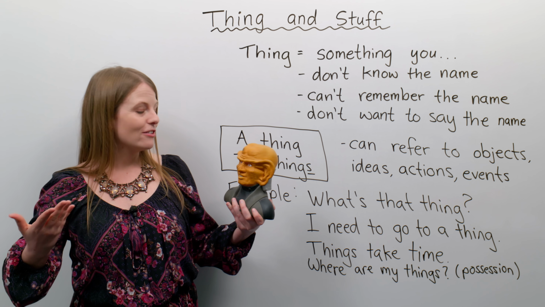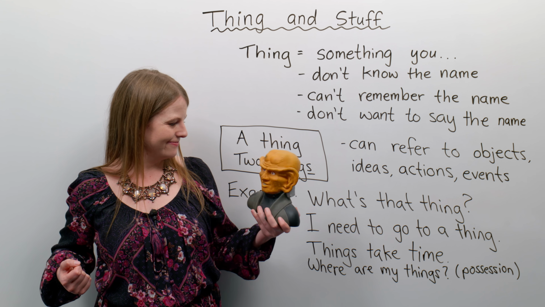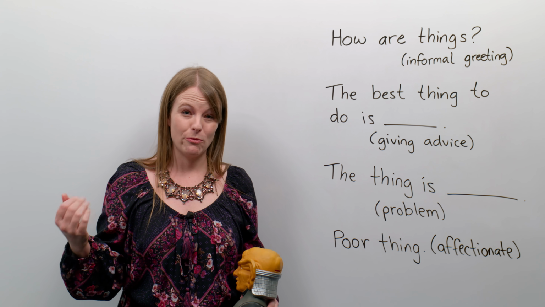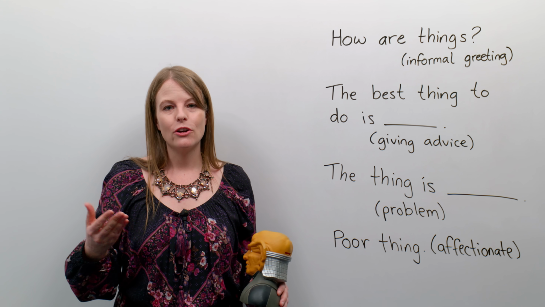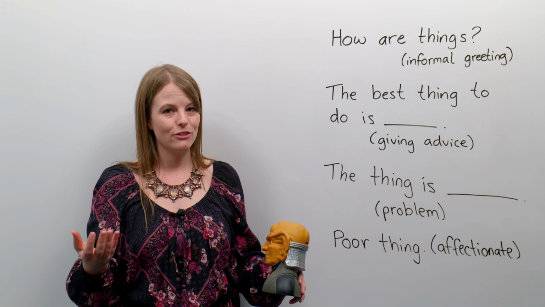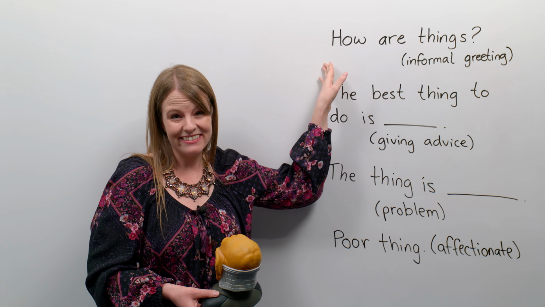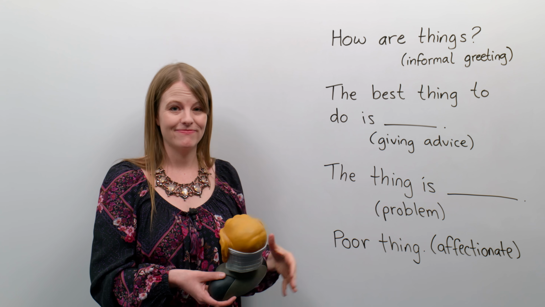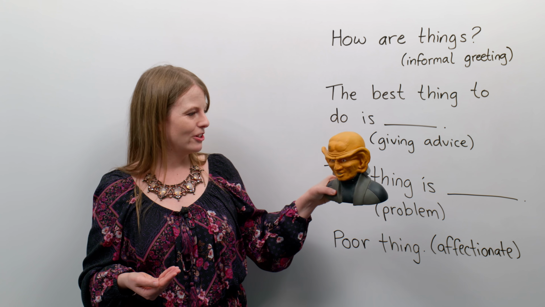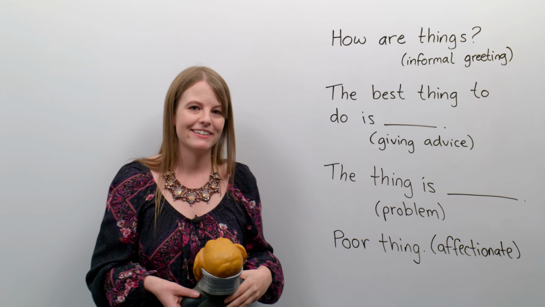So let's now look at some other ways we can use the word thing. Things can also be used in a lot of different ways in conversation. We can say, how are you with things? What do I mean? Well, instead of how are you, we can say, how are things? It's very common in conversation. Let's practice. Hello, how are things? Good. How are things with you? Good. So this is one way to use this.